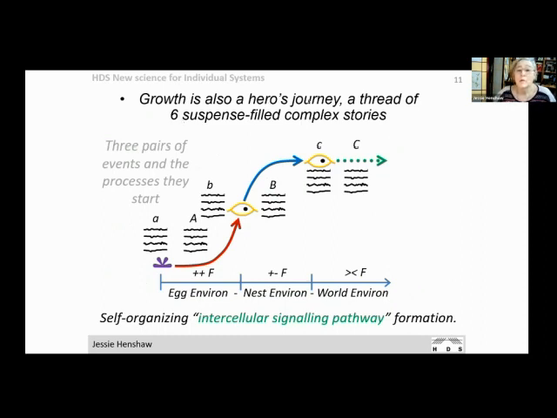So growth is also a hero's journey, a thread of 6 suspense-filled complex stories, the same ABC sequence, but with the 6 parts, each having a story that goes with it as to how the parts are fitting together, how they're interacting with the environment, how they're changing, how they're evolving, but the basic structure is 3 pairs of events and the processes they start. Positive feedback, negative feedback, and then homeostasis. Egg environment, nest environment, world environment. Self-organizing intercellular signaling pathway formation.